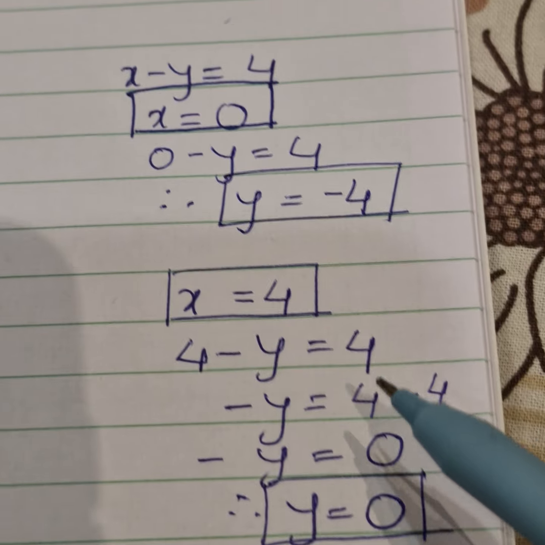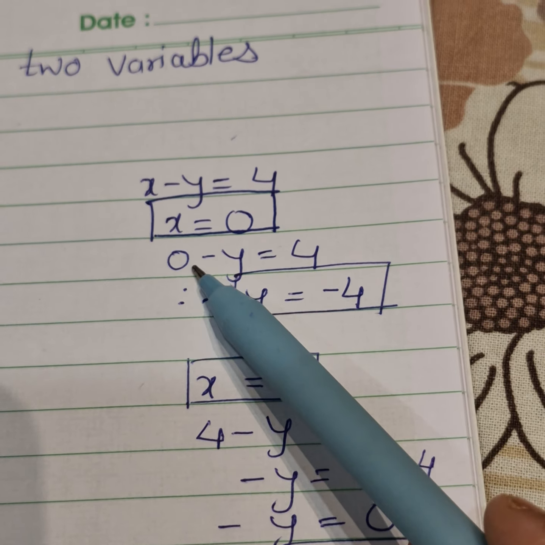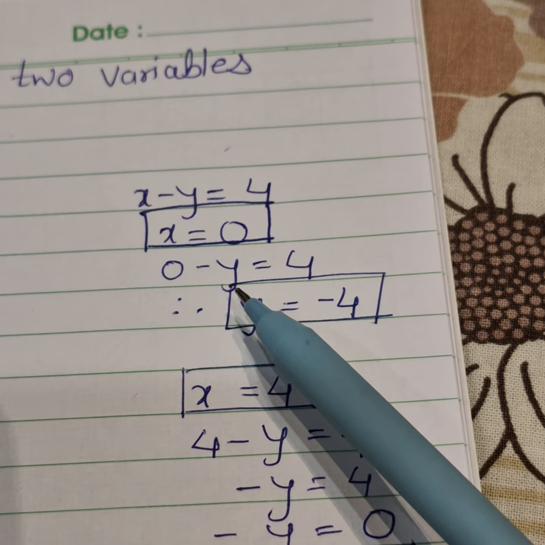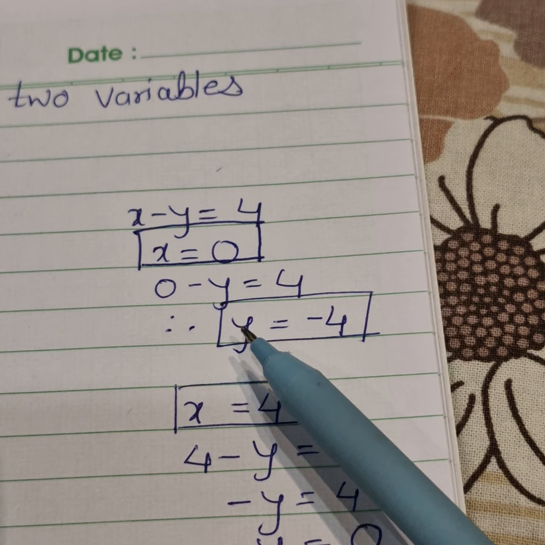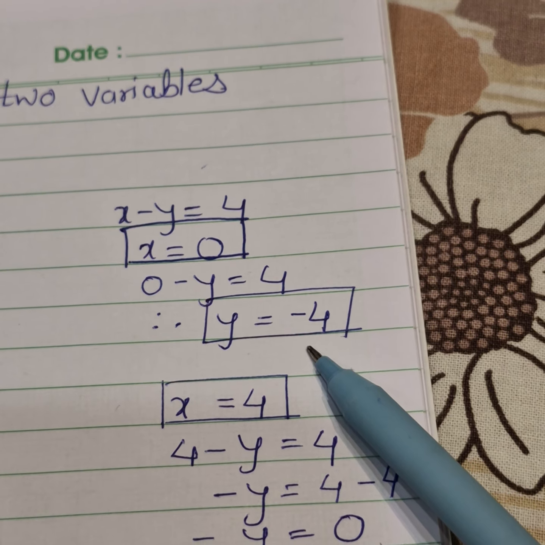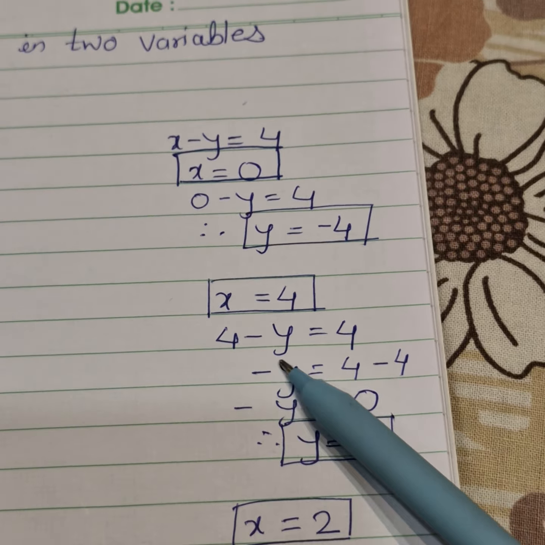In the same way I have solved the other equation. x value 0, y I got, see here, 0 minus y is equal to 4. Minus y is equal to 4, so the sign of y will go to 4 and y will be equal to minus 4. Now x is equal to 4, and then 4 minus y is equal to 4. Minus y is equal to 4 minus 4, which is 0. Minus y will be equal to 0. 0 does not have any sign. So y will be equal to 0 only.